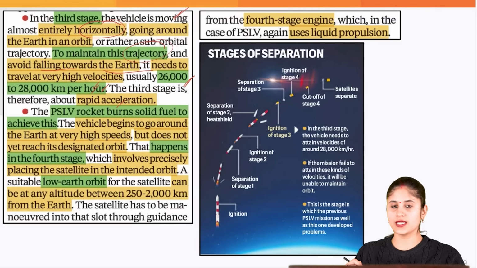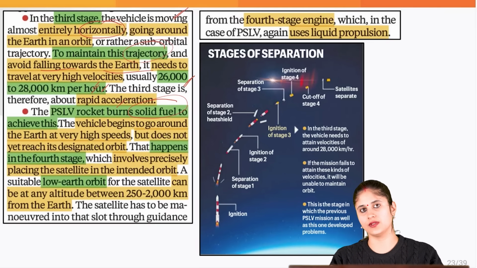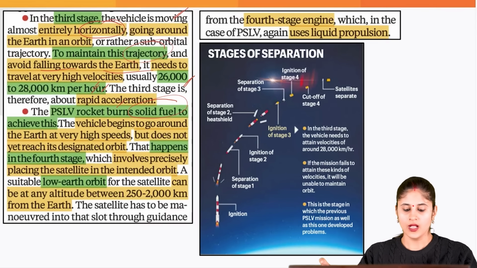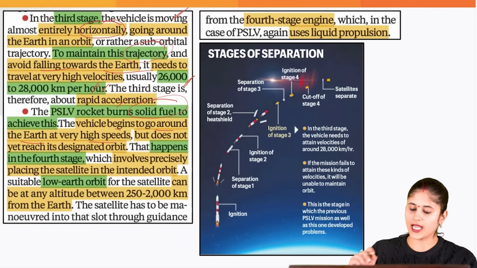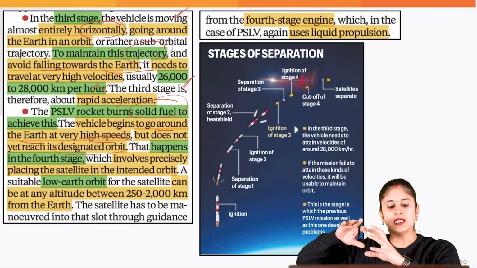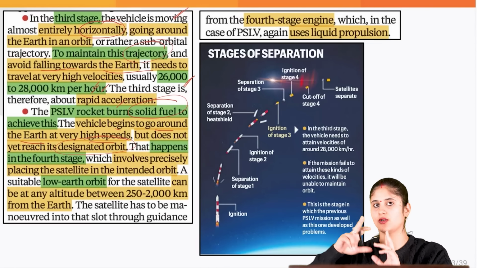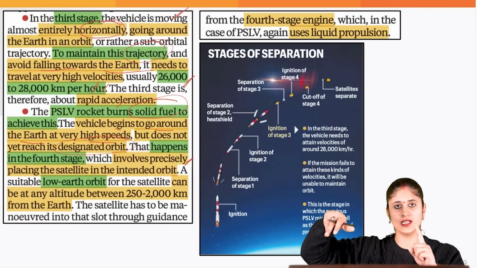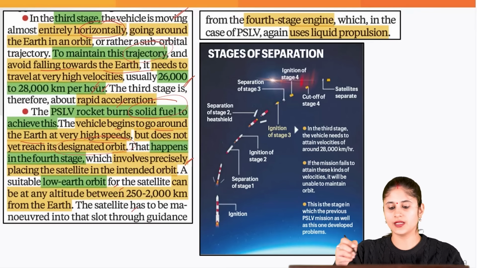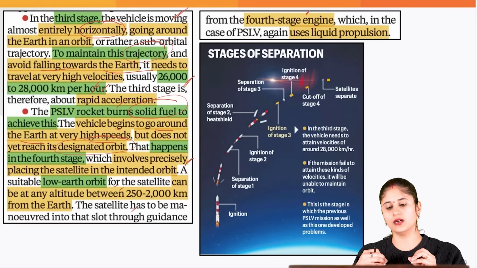Since huge power is needed at this stage, here again we use solid fuel. In the first stage, we use solid fuel, second stage liquid fuel, third stage again solid fuel. And the vehicle begins to go around the Earth at a very high speed but does not yet reach its designated orbit. We place the satellite in an orbit around the Earth in the 4th stage, not in the 3rd stage. In the 3rd stage, it just has to maintain that velocity so that it can orbit the Earth. And the last stage happens when the satellite is actually put in an orbit around the Earth.